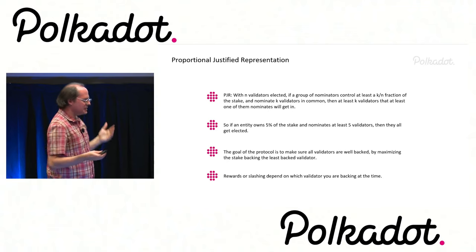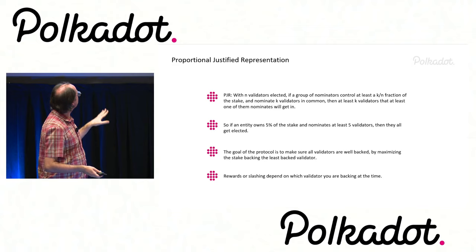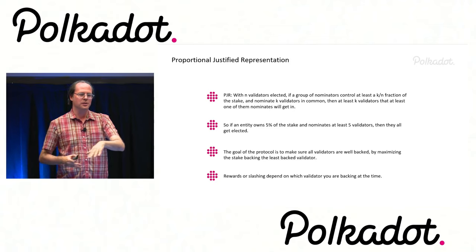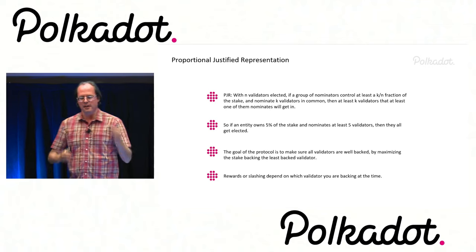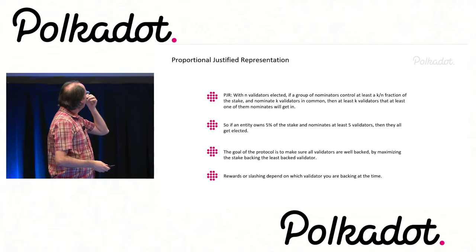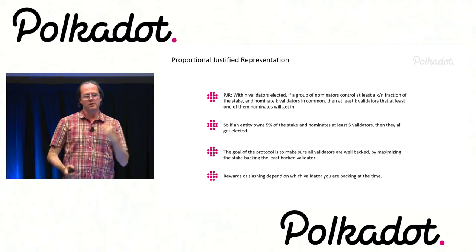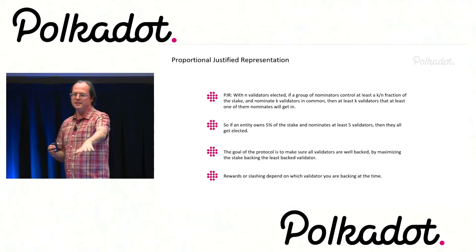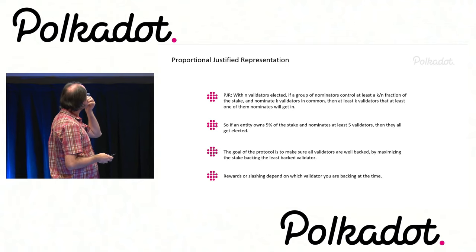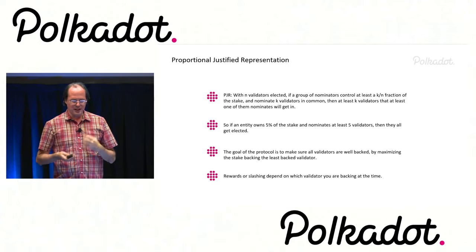So this proportional justified representation is an axiom that people came up with relatively recently. I've got a reference on the next slide, I think. If I have a certain fraction of the stake and I vote for enough people, or a group of people have a certain fraction of the stake and they vote for enough people in common, then they should have this amount of representation. But what we're interested in for security is preventing over-representation. We're trying to prevent a special interest group from getting a decent number of representatives who they can then use to attack the system, because we want it to be as expensive as possible to attack the system. And that's why we want validators to be well backed.